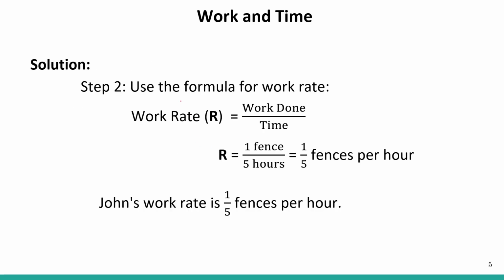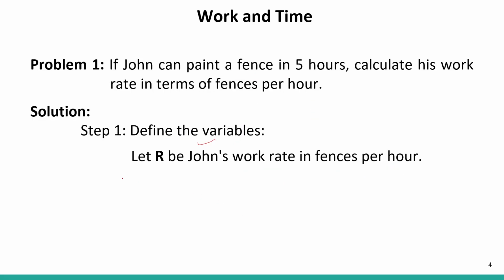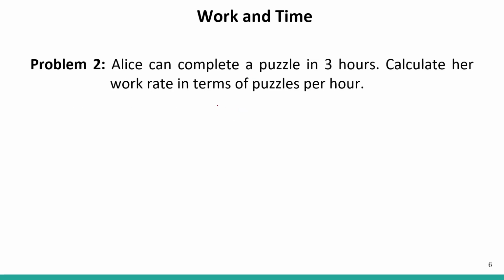Let R be the work rate of John in fence per hour. Using the formula, work rate is equal to work done by time, right? So work done by time is equal to what? 1 fence by 5 hours is equal to 1 by 5 fences per hour. So the answer will be 1 by 5 fences per hour. So if John can paint a fence in 5 hours, the work rate in terms of fences per hour will be 1 by 5 fences per hour.